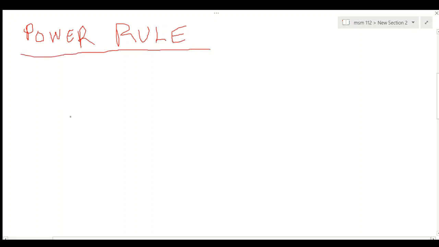In this tutorial we are going to look at derivatives, the laws of derivatives. We'll start with the power rule. So the power rule is like this.